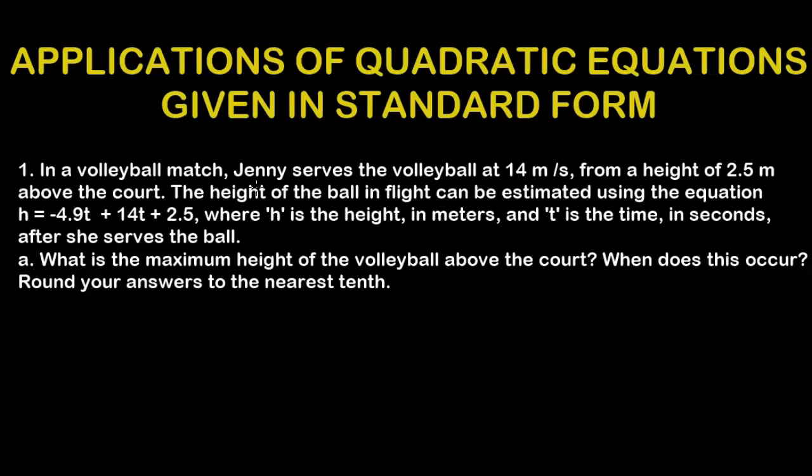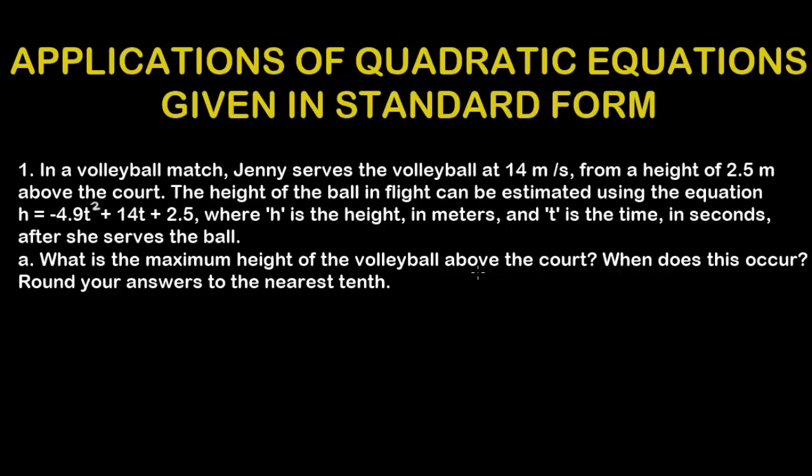In a volleyball match, Jenny serves the volleyball at 14 meters per second from a height of 2.5 meters above the ground. The height of the ball in flight can be estimated using the equation h equals negative 4.9t squared plus 14t plus 2.5, where h is the height in meters and t is the time in seconds after she serves the ball. What is the maximum height of the volleyball above the court?